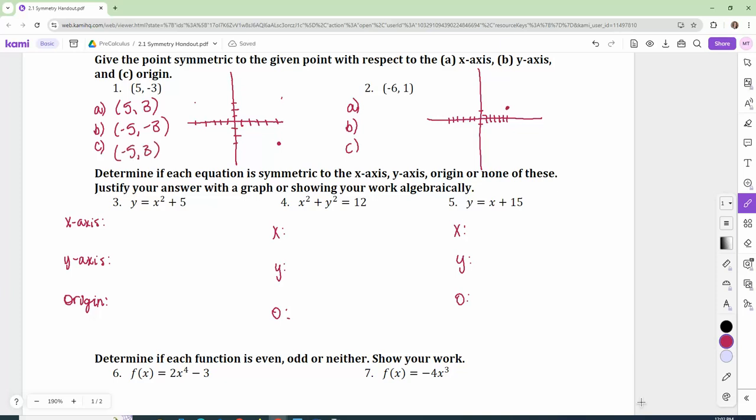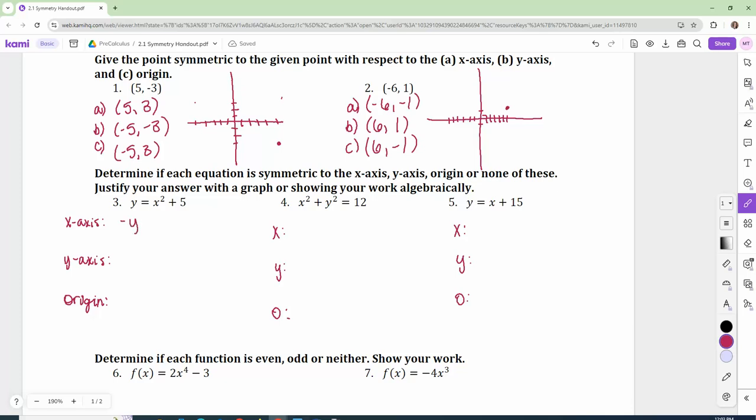Okay? So A, symmetric across the x, would change the sign on your y, so you get negative 6, negative 1. Across the y, positive 6, positive 1. Origin changes both. 6, negative 1. Do I need more explanation on those two? Okay. On these, we don't necessarily have to do all of them. I just want to make sure we're on the right track. How do we check for each of these types of symmetry?